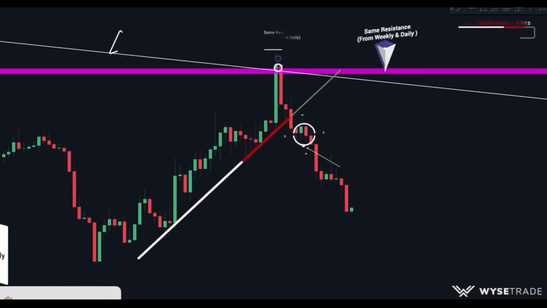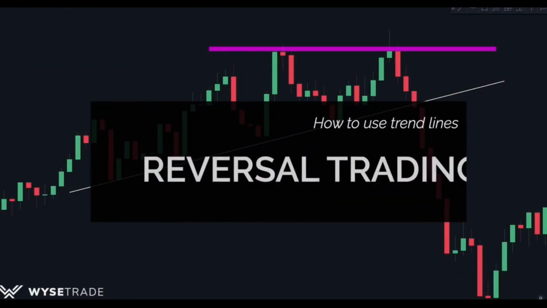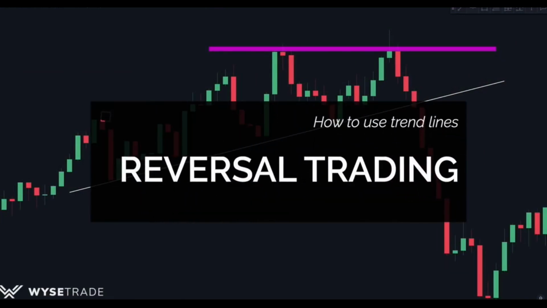So now that you understand how to use trend lines for trend trading, let's move on to the second way to use trend lines, which is through reversal trading.